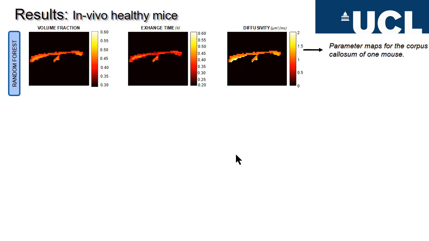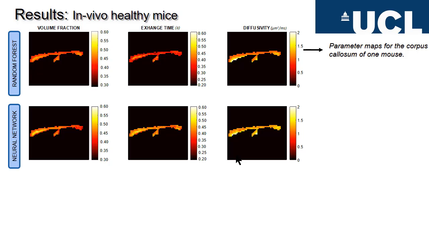So here are the results from the in vivo data. Here we show the parameter maps of the corpus callosum of one of the 8 mice, here using the random forest predictions, and here using the neural network predictions. We observed that for both models, for all parameters of interest, the predictions are within a plausible range.